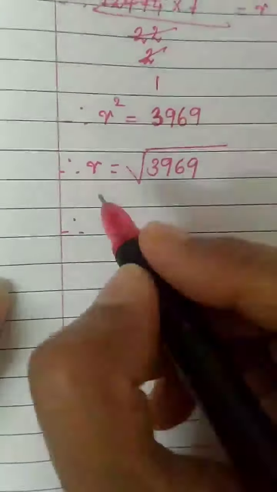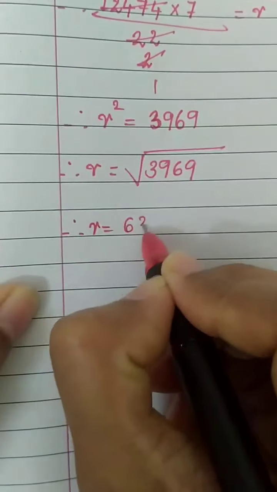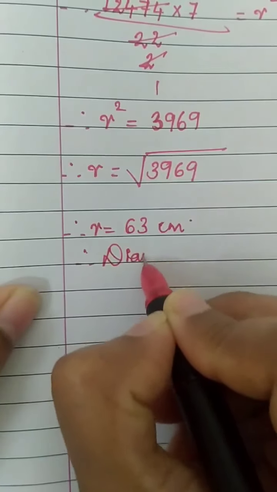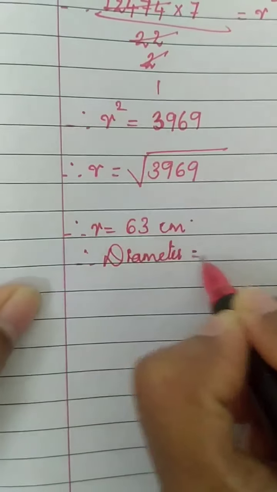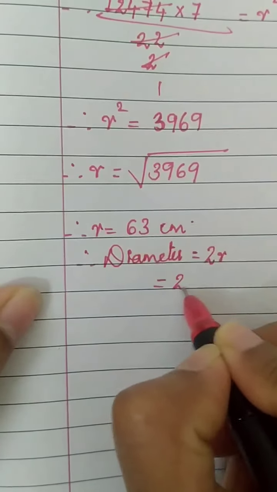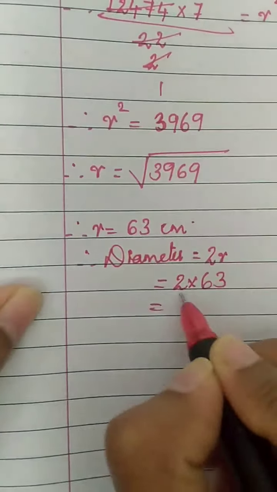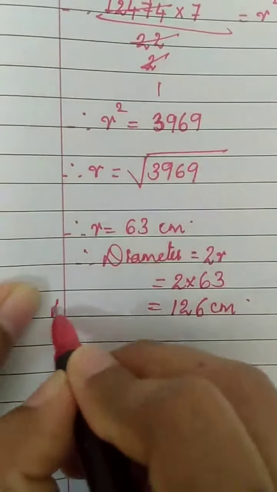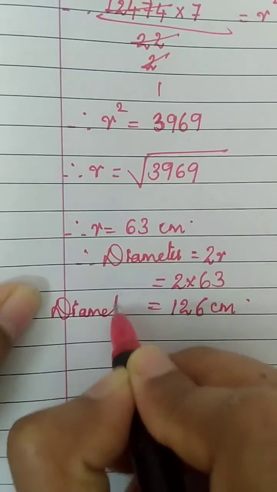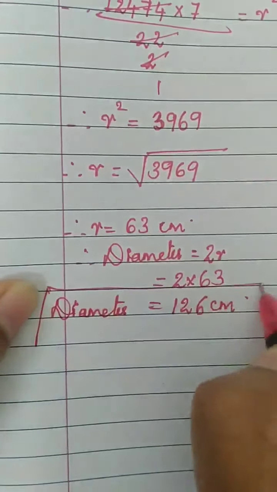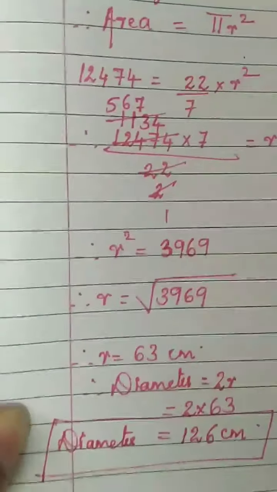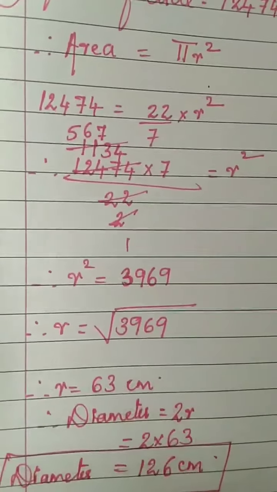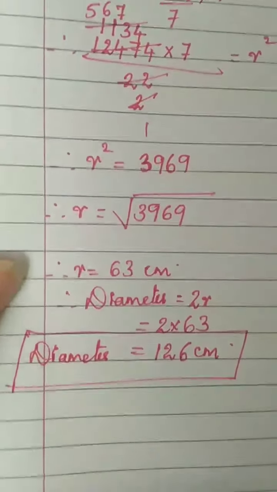So therefore you got r is equal to 63 centimeter. Therefore diameter will be 2 times the radius. Diameter is equal to 2r, which is equal to 2 into 63, which is 2 3's are 6, 6 2's are 12. So diameter you got 126 centimeter. Such a lovely sum. Calculation also explained clearly. Children, go through the calculation and such sums can come for your exam.